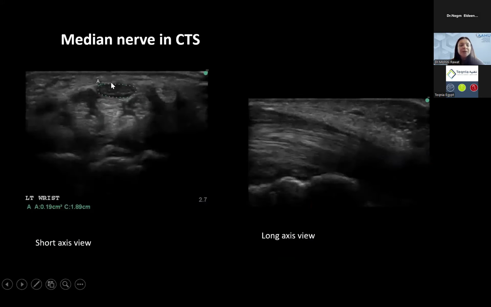So here is the median nerve. Cross-sectional area is 0.19 square centimeters. We use 0.09 square centimeters as a cutoff, so that's larger than that. Then we go to long axis and you can see the tapering of the nerve and swelling proximal to that. So that's a finding in support of carpal tunnel syndrome or entrapment neuropathy.